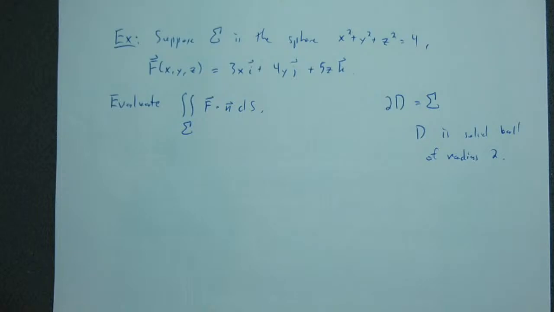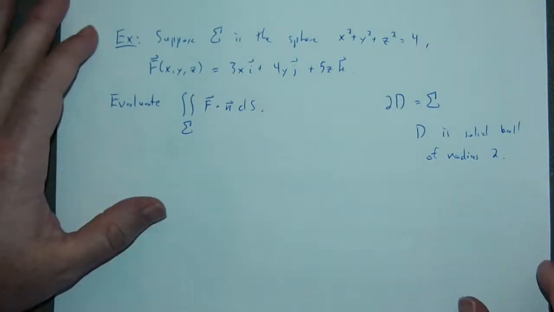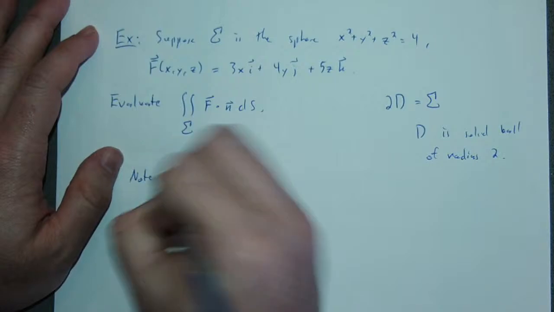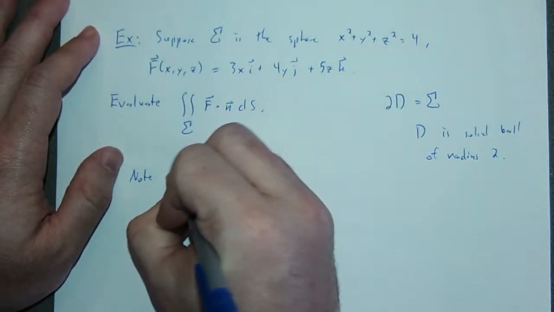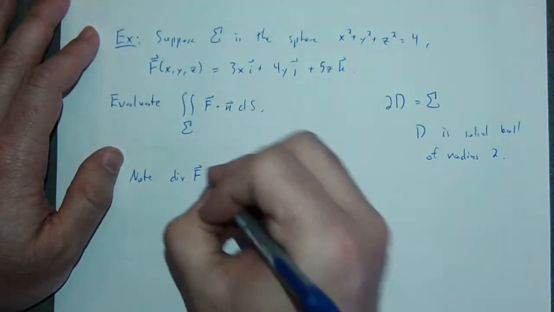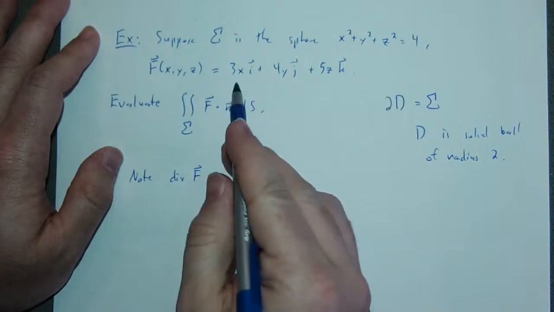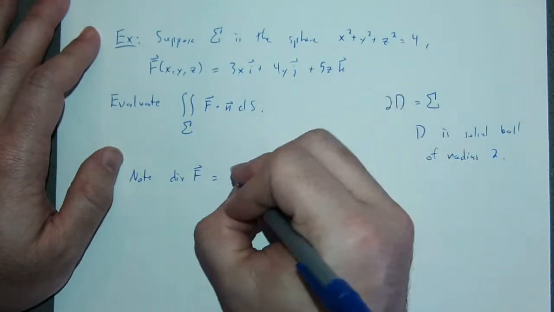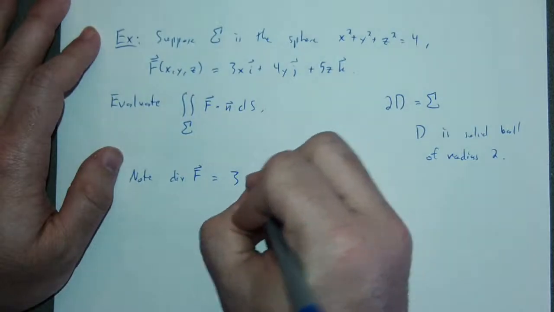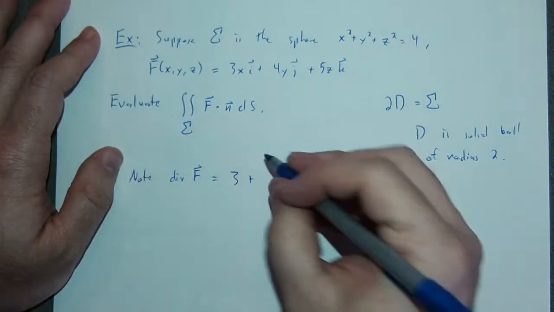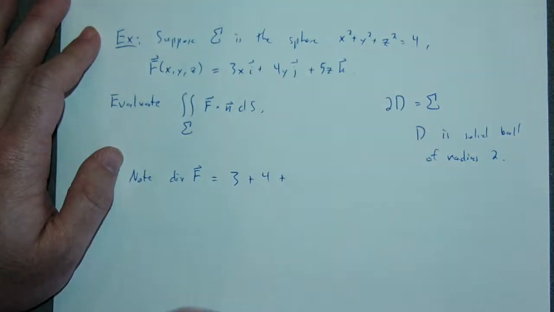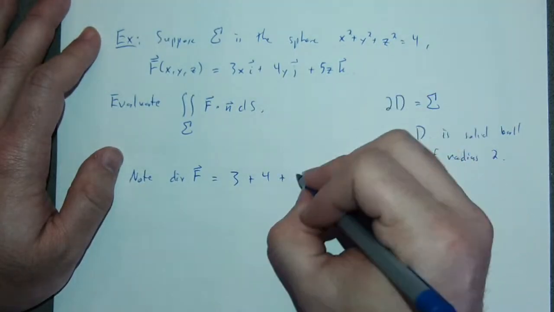So what do I do here? Well, note that the divergence of this vector field F is the x partial of the x slot, which is 3, plus the y partial of the y slot, which is 4, plus the z partial of the z slot, which is 5.